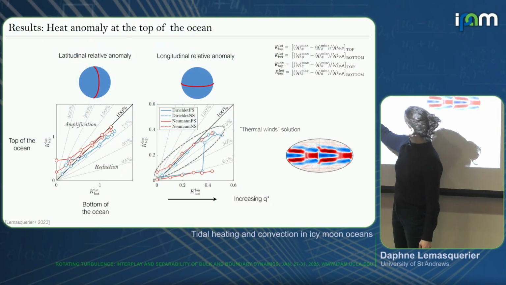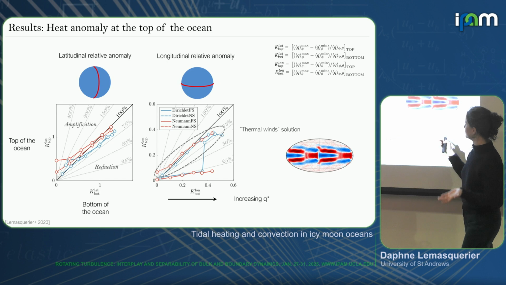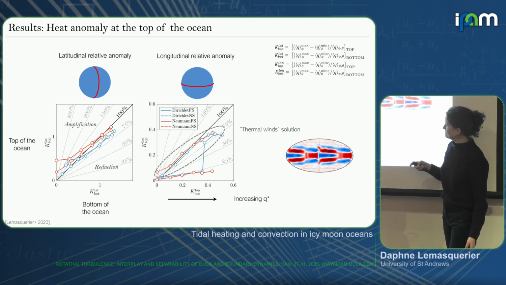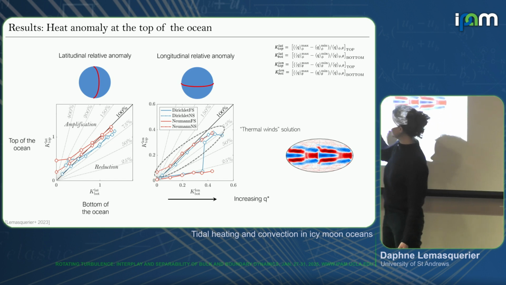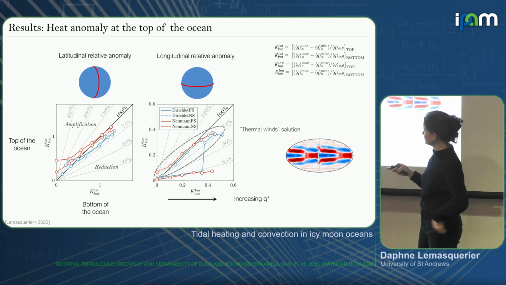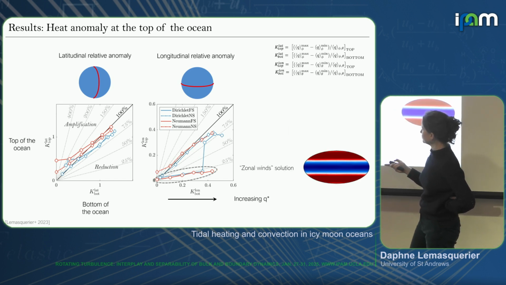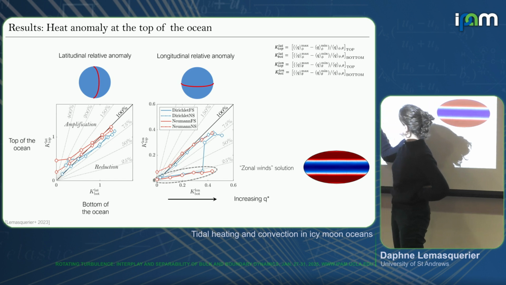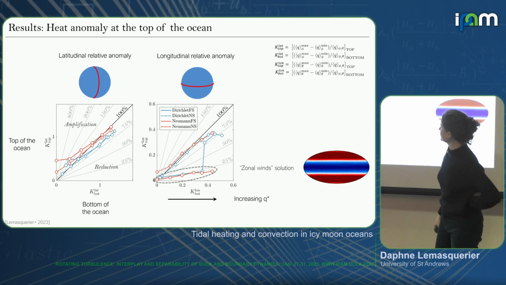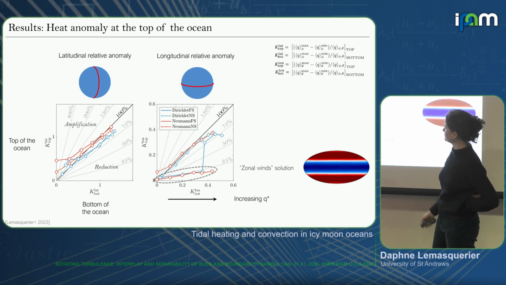If you get the thermal wind solution, you get a good transfer of the anomaly in longitude. It's slightly reduced, but you get a good transfer of this anomaly. Of course, if you have the zonal wind solution, it's strongly reduced, in that case, down to 20% or so of the original anomaly you imposed at the bottom.